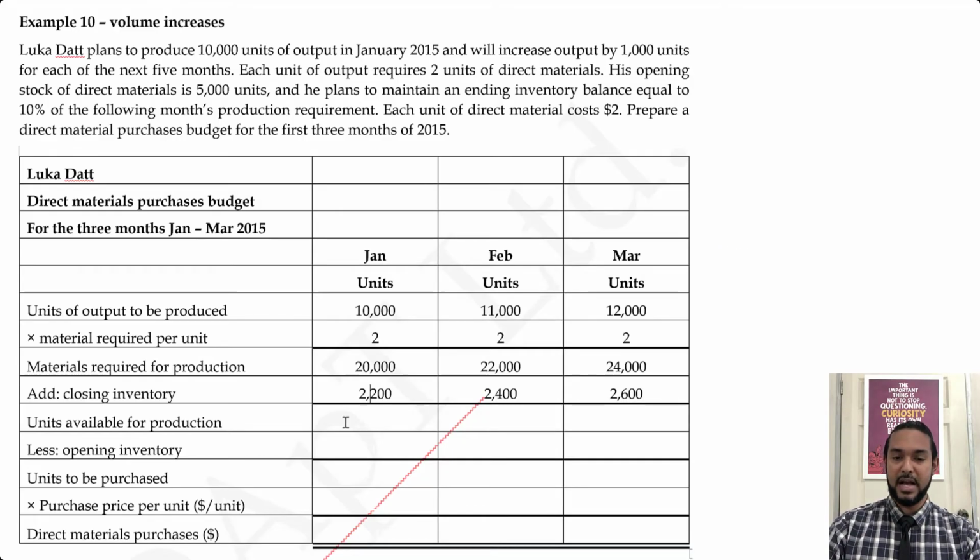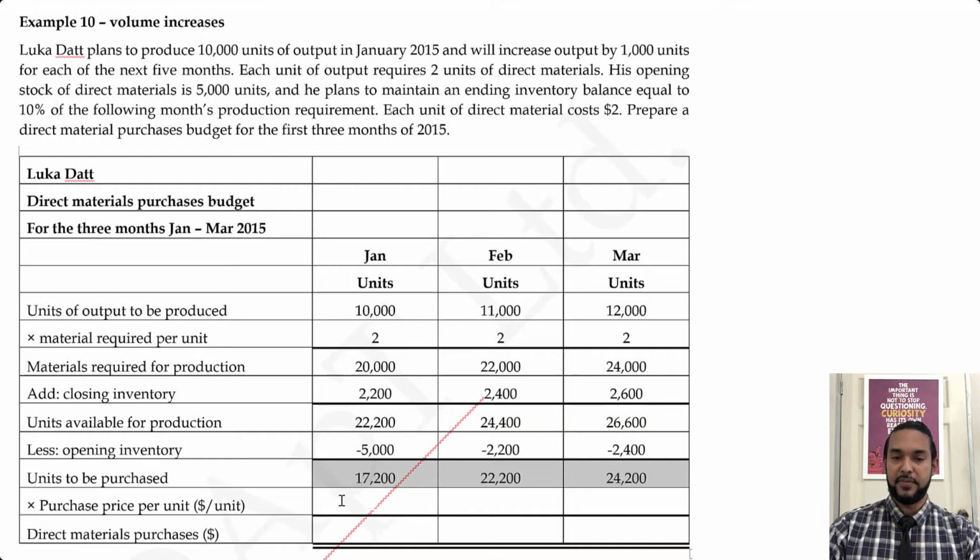And what we have to do now is simply add going down in those 3 columns. All right, so 20,000 plus 2,200 is 22,200, plus 2,000 is 24,400, 24,400 plus 2,000 is 26,600. And we simply subtract opening inventory. Now, at the very start, his opening stock was 5,000 units, so we're going to put that here. Now for February, remember the closing stock of any given month becomes the opening stock for the next month. So the 2,200 from January will become the opening stock for February. The closing stock from February will become the opening stock for March. And all we have to do is subtract going down in each of the months.